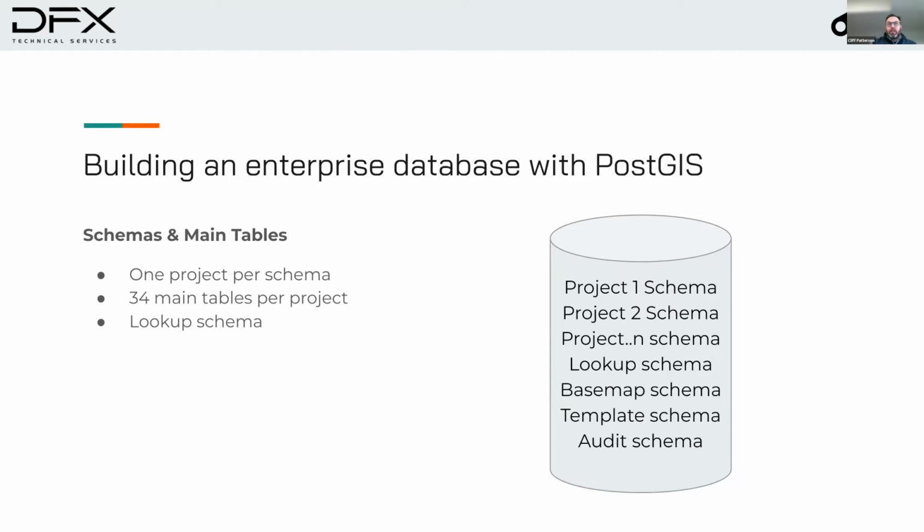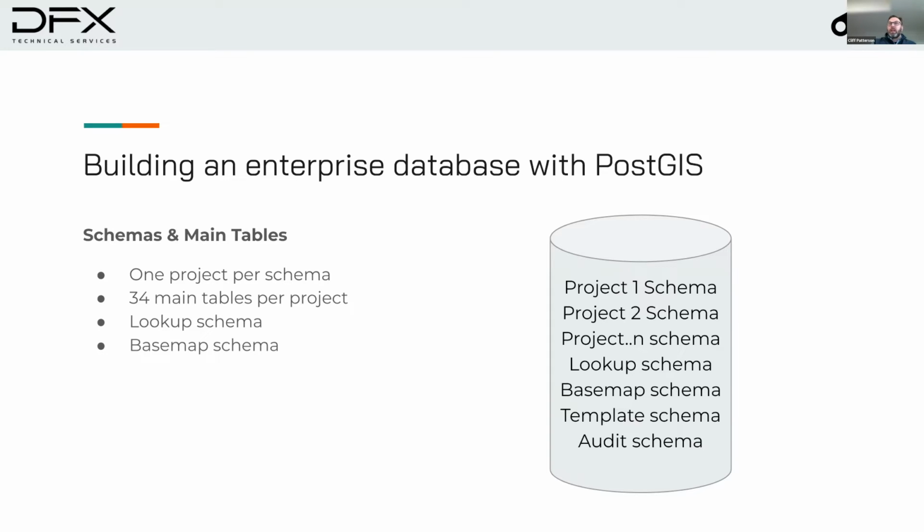We have a centralized schema that contains all of our lookups. So all of our foreign key tables exist within one schema. And this has an advantage, of course, right? Because if we want to add one new value to a drop-down menu in QGIS, it's quite easy just to add that value to the lookup, and then every single one of our projects will now have access to that lookup value.